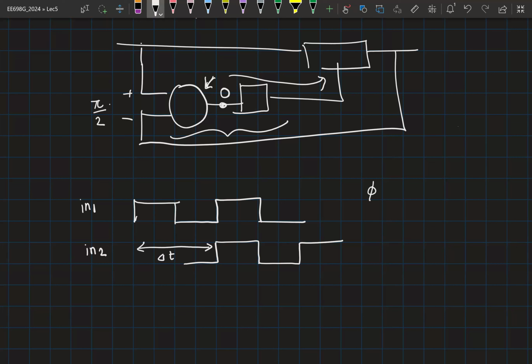So my phase error is 2 pi by t naught into delta t. Right? So this is basically 2 pi into delta t by t naught. I think this expression is sufficient to answer your question, right? So if delta t is t naught, phi error is 2 pi. If delta t is t naught by 2, phi error is pi. That is one way to look at it.